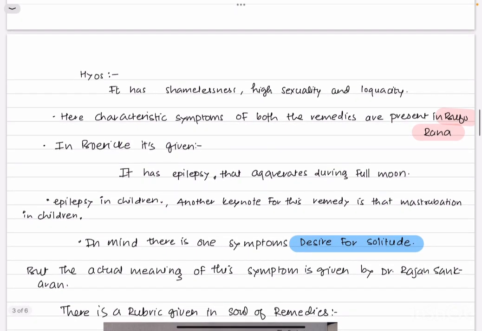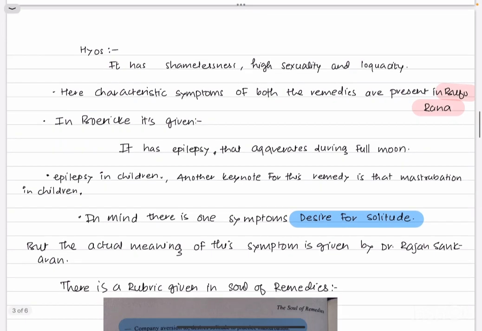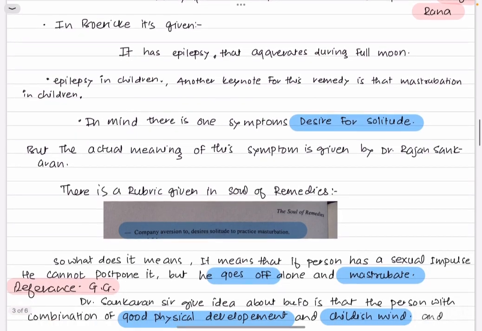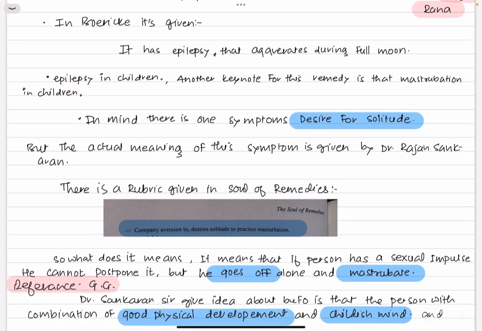Now in Boericke, it is given that it has epilepsy that aggravates during full moon. So generally the Bufo patient's epileptic attack comes on a full moon. Generally, these patients get attacks at night. Generally this patient gets an epileptic attack when he is asleep. So these are some of the characteristic symptoms of Bufo rana in epilepsy, that he gets attacks in sleep, he gets attacks at night, generally or only at night, and the second thing, generally at full moon.